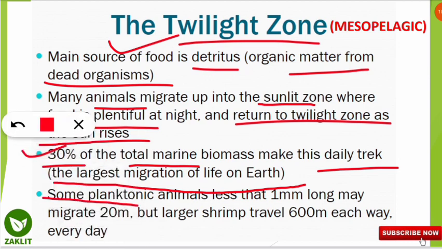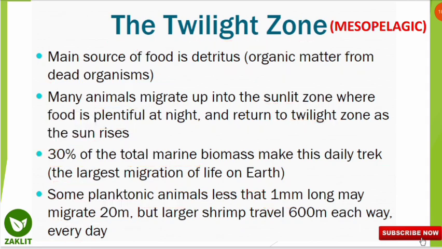Some planktonic animals less than 1 millimeter in size migrate to 20 meters, but larger animals, for example shrimp, travel 600 meters each way every day. So for those small organisms, 600 meters each day is also very, very large.